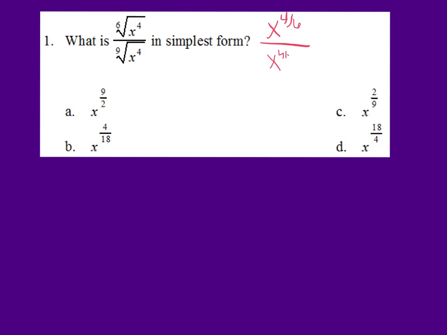That didn't come out very clear. So x to the 4/6 over x to the 4/9. Now remember, those are exponents. I'm not multiplying them. It's not a number next to it. These are exponents. X to the 4/6 and x to the 4/9. Now when I have division happening between the same base, I can just subtract my exponents.